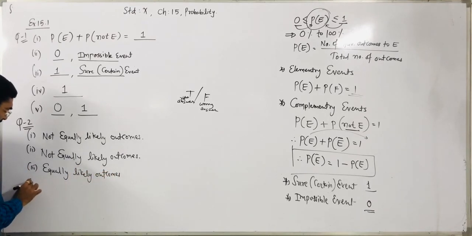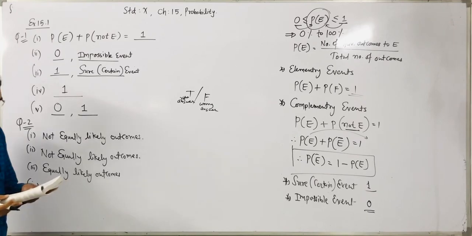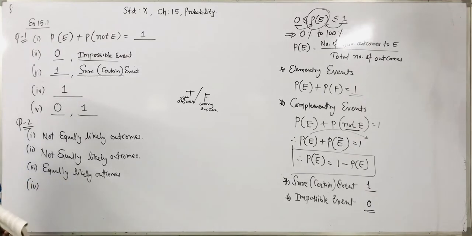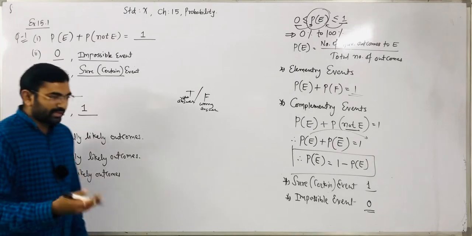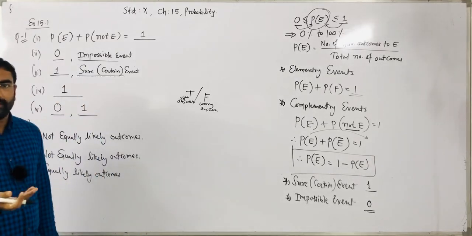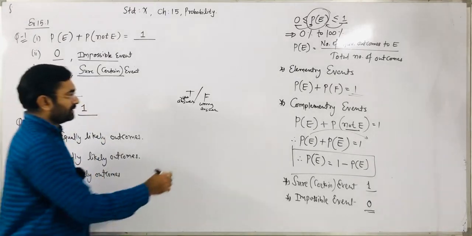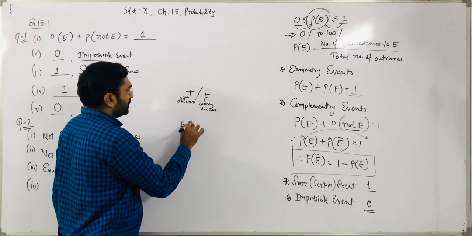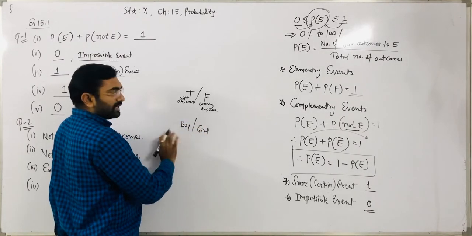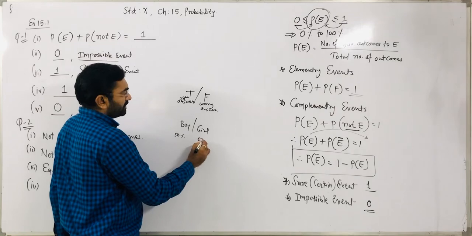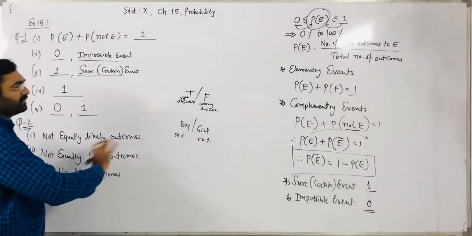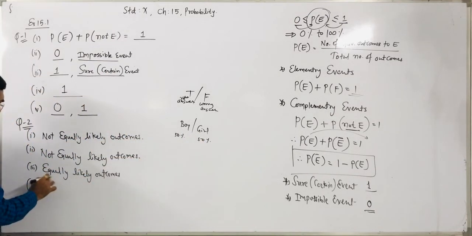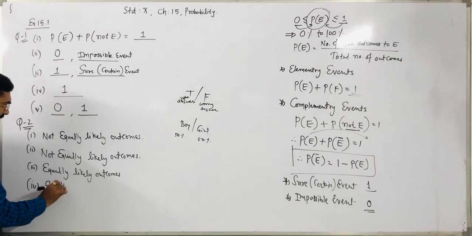And the fourth one is given: a baby is born. It is a boy or a girl. Whenever any baby is born, there are two chances only: either it is a boy or a girl. So we can say it is 50-50% chances. 50-50% chances means it is an equally likely outcome.